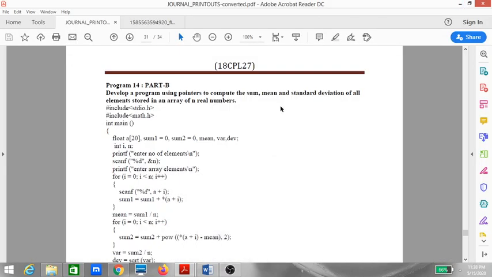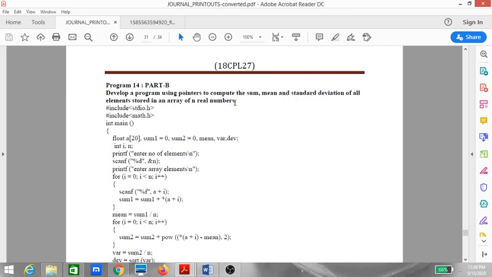Hello students, in this video we'll be looking at program 14 which belongs to part B of your C programming lab. So first let us look at the problem statement. The problem statement says develop a program using pointers to compute the sum, mean and standard deviation of all elements stored in an array of n real numbers.